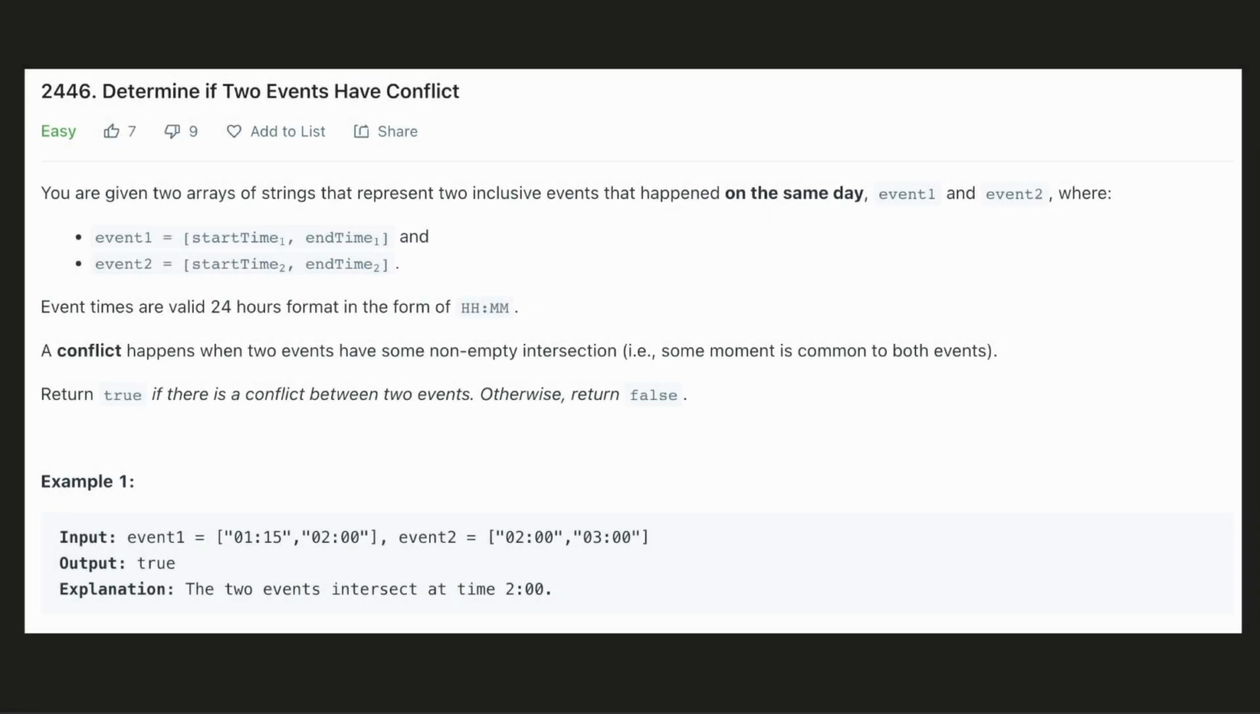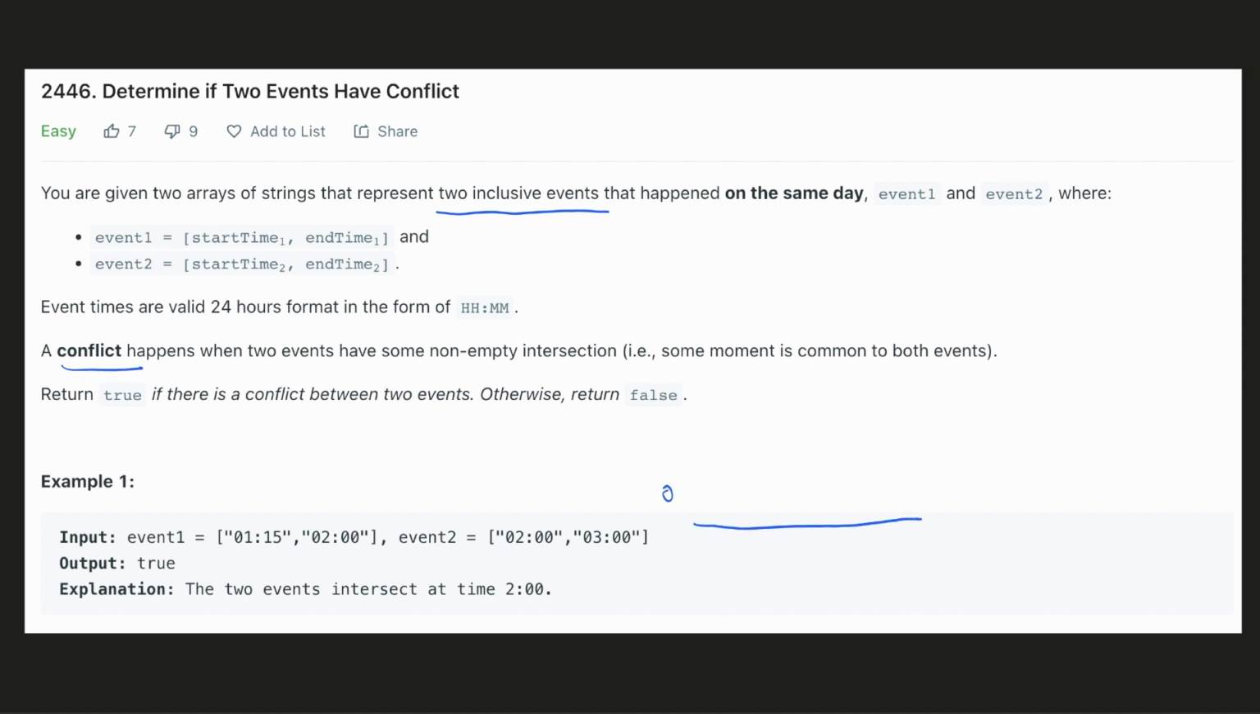In this question, we are given two events and their timings which are inclusive. We'll understand what inclusive means by looking at the example. And given these event timings, we have to check if there is a conflict. Let's look at the example.